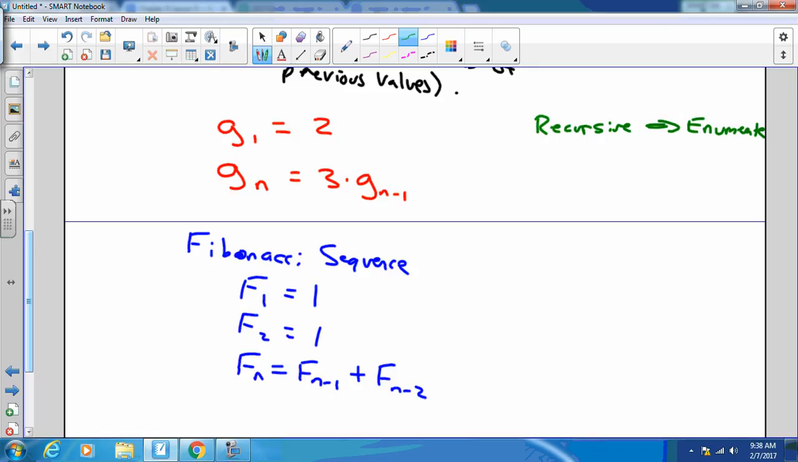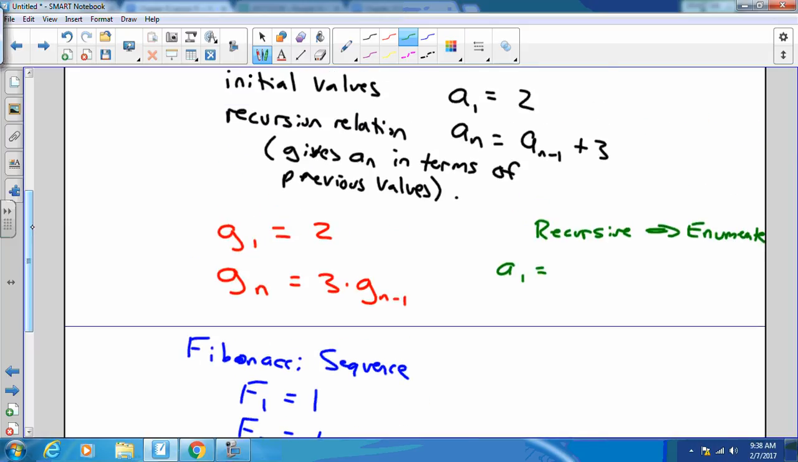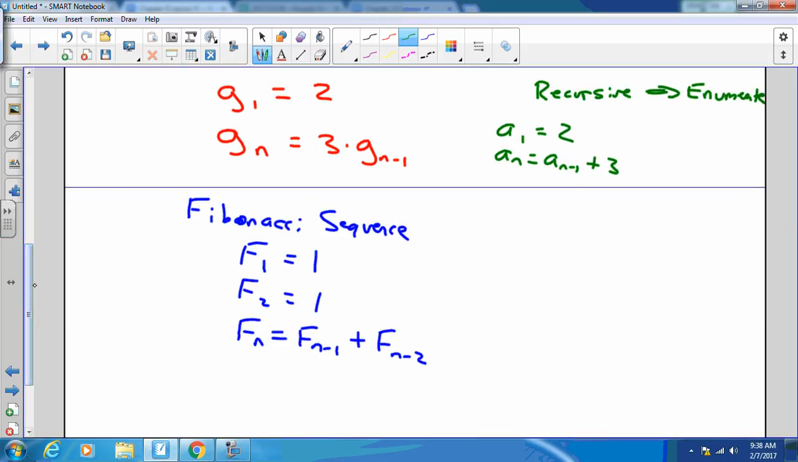So a basic move is to go from recursive form to enumerated form. If I take that first one that I gave you, A1 is equal to 2, and An equals An minus 1 plus 3. Now I can start enumerating by generating successive values of An. So if I start with 2 as my first value, then to get to the next value, according to the recursion relation, I add 3, and that gives me 5.